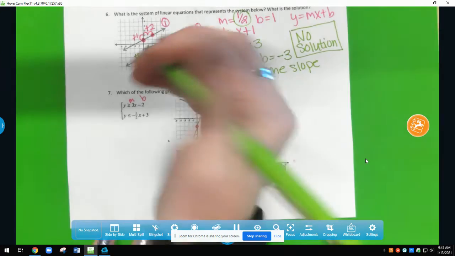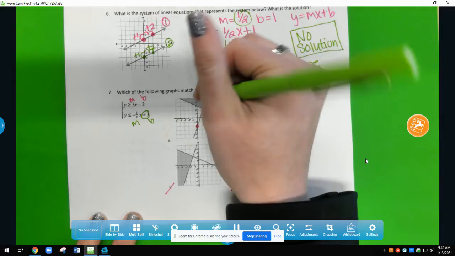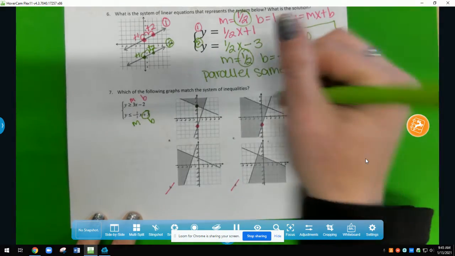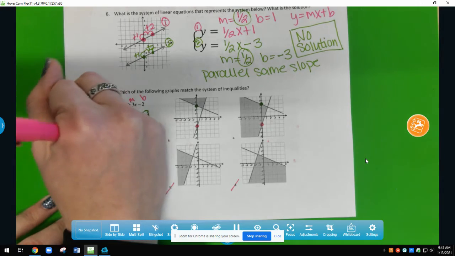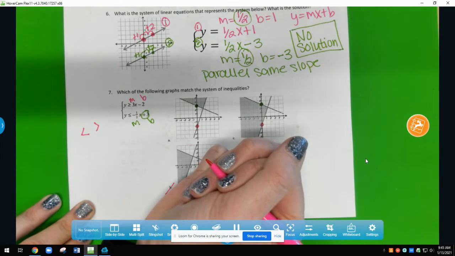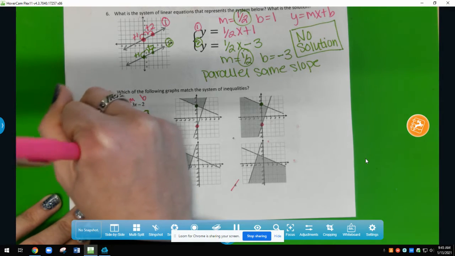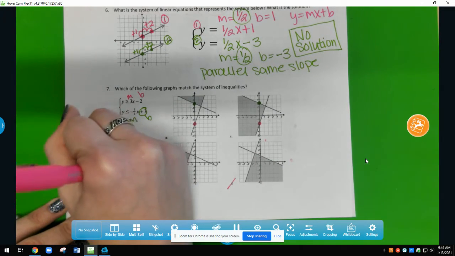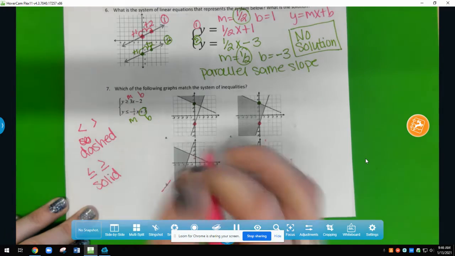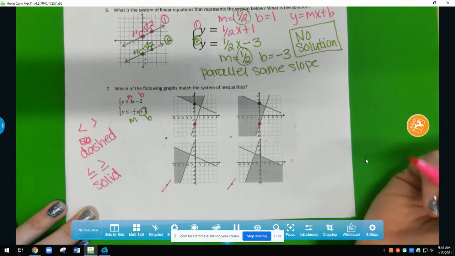Okay, now I need to look for a line that crosses at +3. That one's still good, and that one's still good. Now remember, if you have less than or greater than, it's a dashed line. If you have less than or equal, greater than or equal, it's solid. Both of our inequalities have the equal to lines, so they should both be solid, which these are.